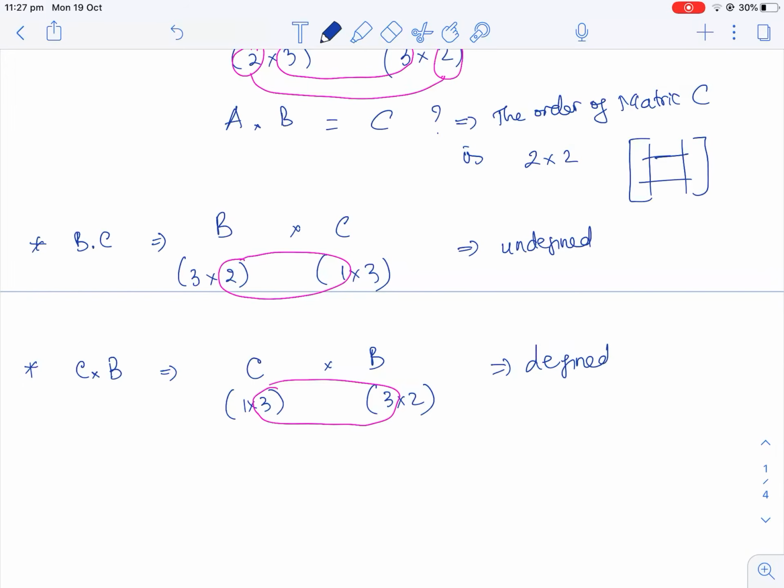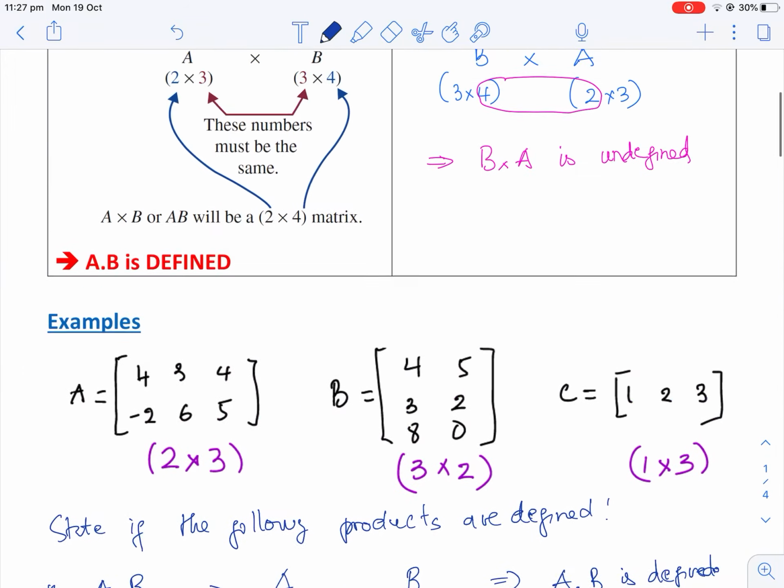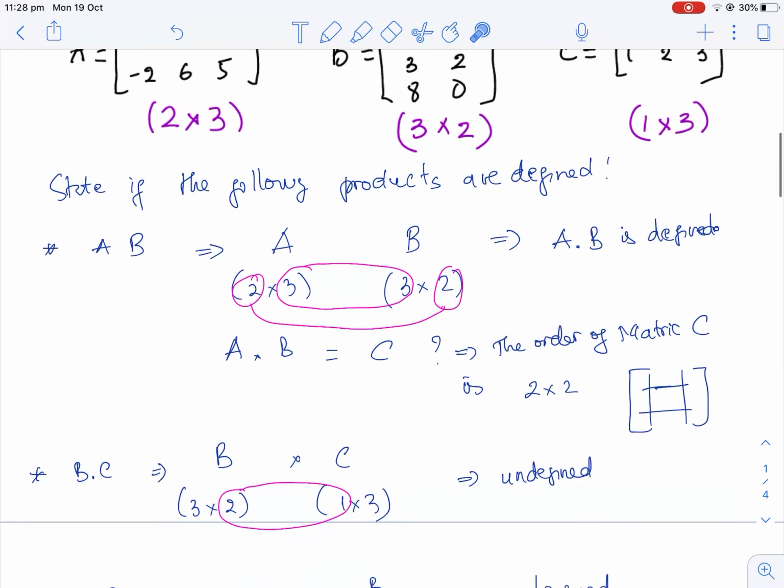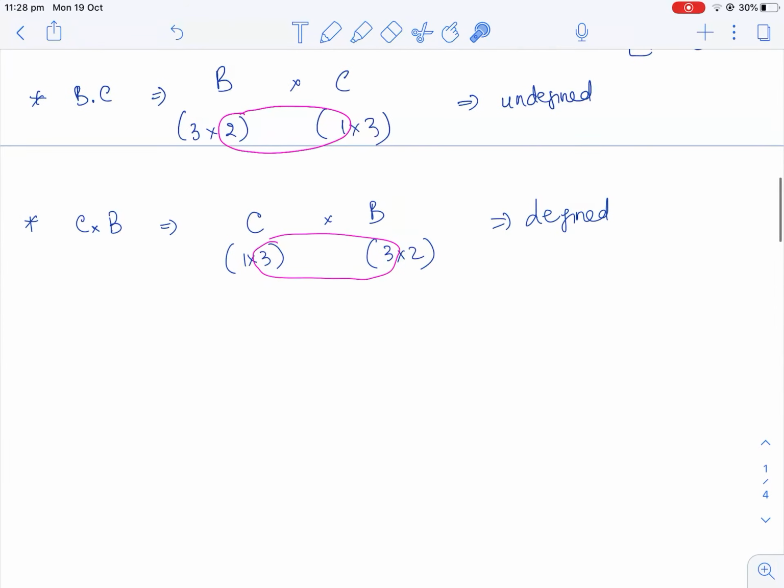Okay, so it's different from algebra. In algebra, as we mentioned before, we know that 5 times 3 equals 3 times 5 equals 15. But in matrices, A times B is different from B times A. In this question, A times B is defined, but B times A is undefined. All right, so do not mix up these two rules.